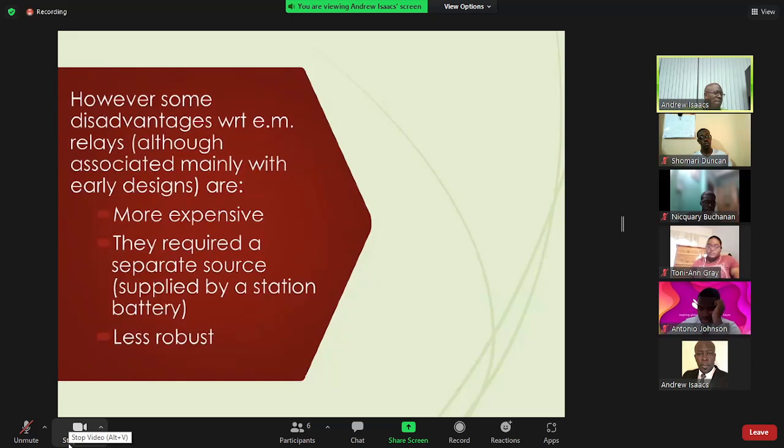On the flip side, for obvious reasons, the analog would be more expensive. Whilst the electromechanical derived its operating power from the system, which in and of itself can be seen as a drawback, you still need the station transformer for the analog, because it will be used to maintain your batteries. So in addition to the analog being more expensive and needing the battery bank, they're also less robust for obvious reasons.